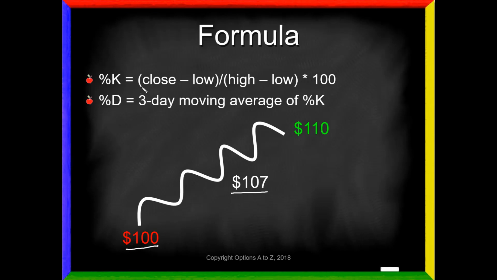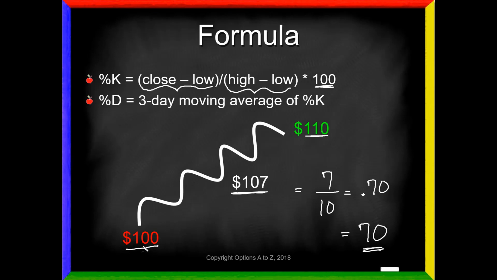That's what this portion of the formula is showing you. What is the close minus the low? So here we can see that that is 7 points. So let's just say that that's 7. And then we're going to divide that by the high minus the low. So the highest point was 110. The lowest was 100. That's a 10-point range. So 7 divided by 10 equals 0.70. And of course, we just multiply that by 100, and that gives us 70.